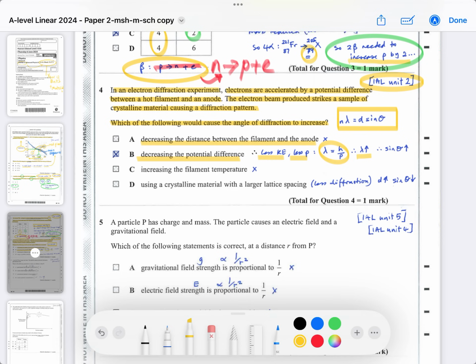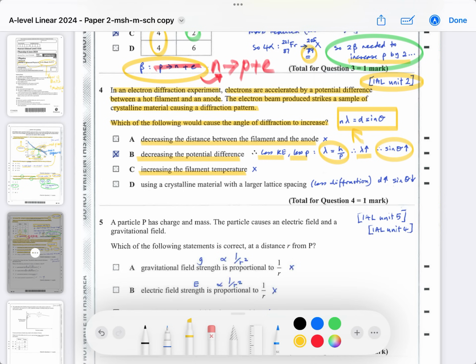And if the wavelength increases in this equation, the wavelength is proportional to sine theta. So sine theta will increase. So this one is correct. Increasing the filament temperature is just emitting the electrons, so it's not relevant to the diffraction. It's before the diffraction occurs, and it's not going to have any effect, really. You'll just make the filament too hot.